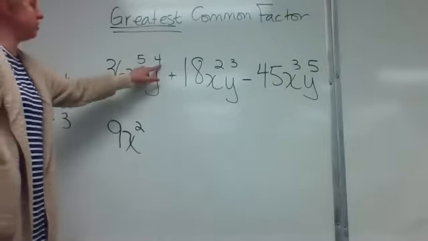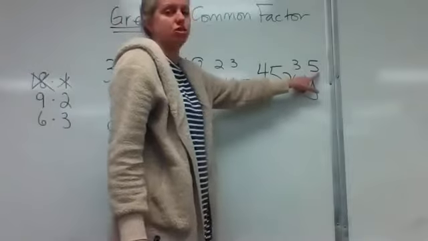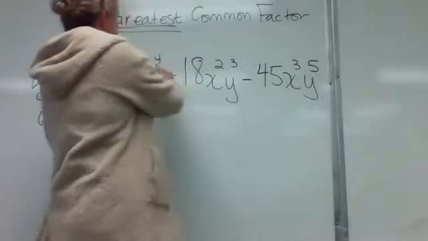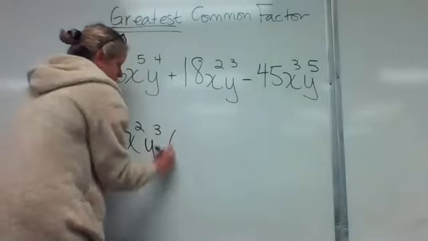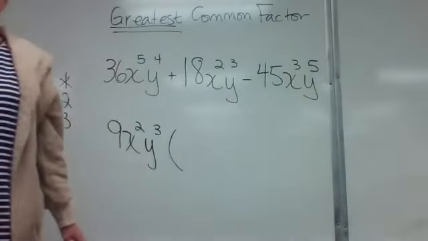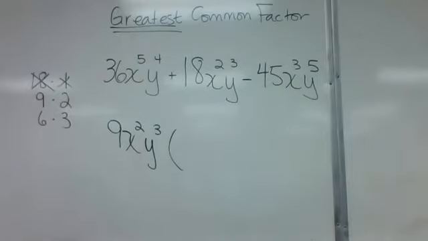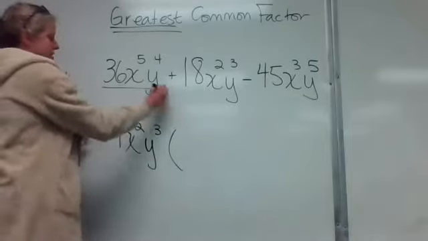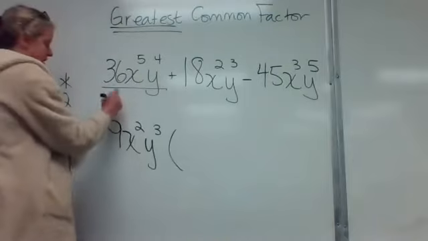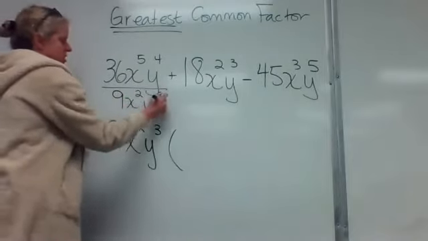My y's, I've got y to the 4th, y to the 3rd, and y to the 5th. So if I'm looking at my exponents, this y to the 3rd is the smallest one. So that's what I'm going to pull out and put in parentheses what is left, which means divide everybody by this right here, what you pulled out. So 9x squared y to the 3rd.